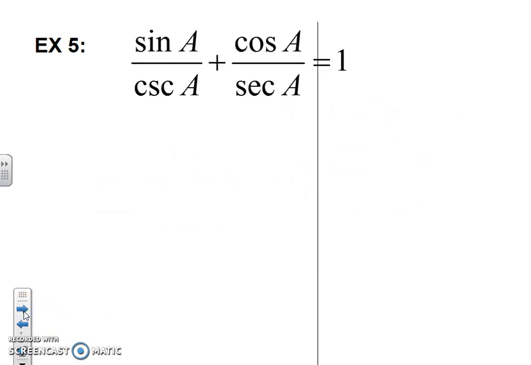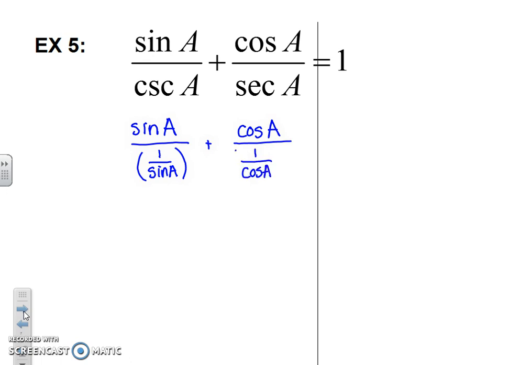Okay? And here is our last problem. So in this one we have sine of a over cosecant of a plus cosine of a over secant of a. So my strategy here is going to be to change everything to sine and cosine. So I'm going to have sine of a over 1 over sine a plus cosine a over 1 over cosine a. And I like to put parentheses around those denominators so that I don't get mixed up with all those lines for the fractions. Dividing fractions is easy as pie. We're going to flip the second and multiply.